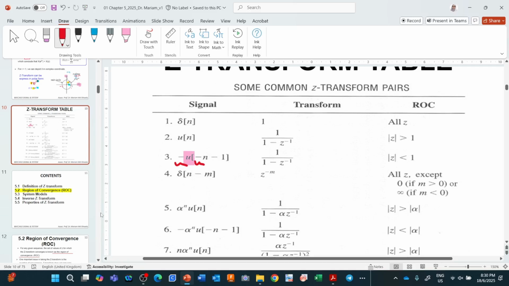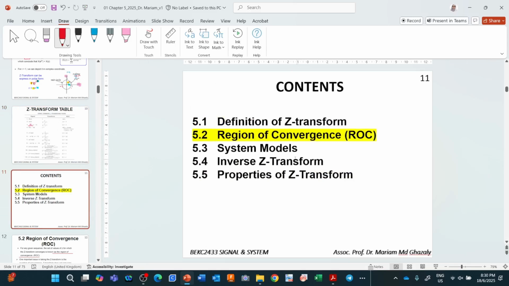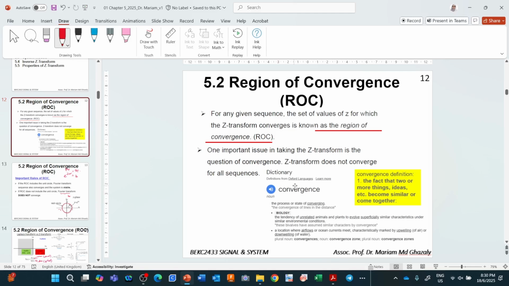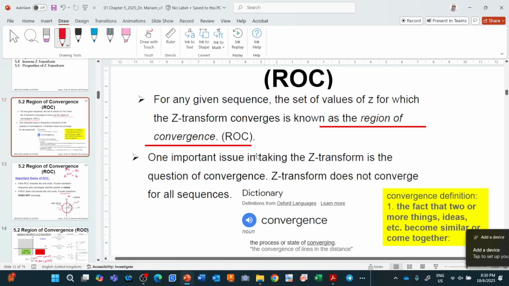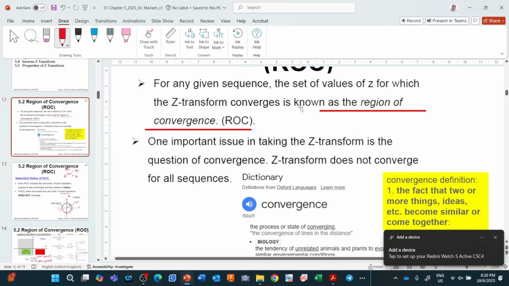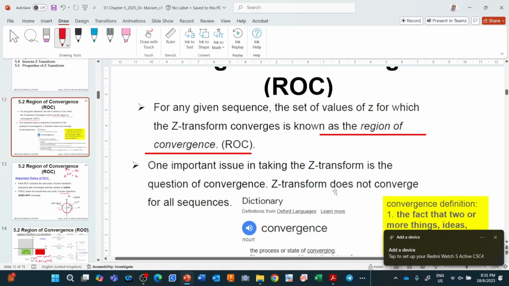Later we do an exercise and you will understand that. Okay, so we go to the next one, which is region of convergence. By definition, based on the signals and systems book, the set of values of Z for which the Z transform converges is known as the region of convergence.